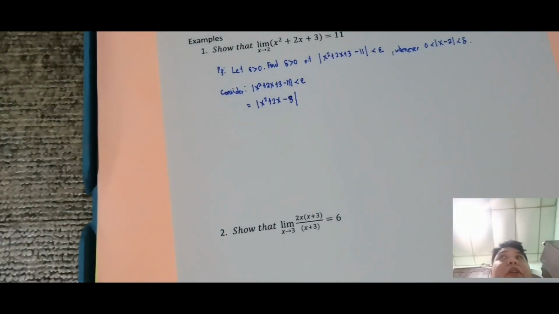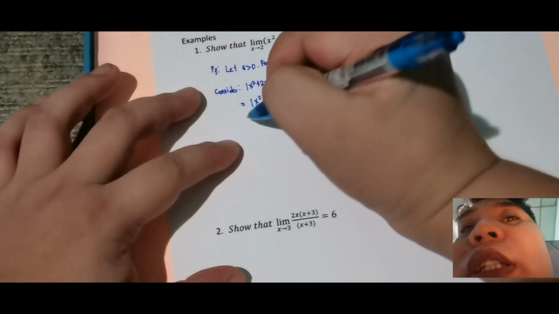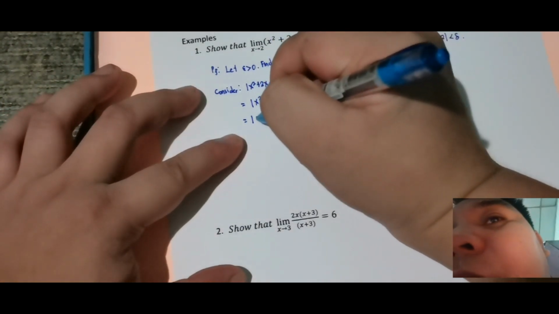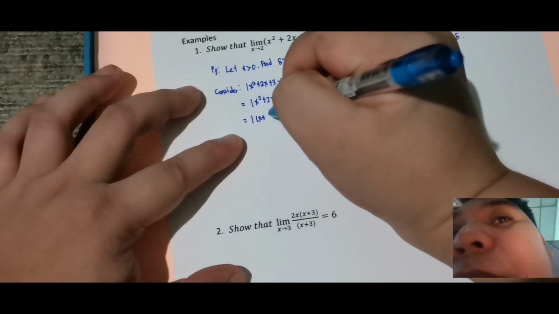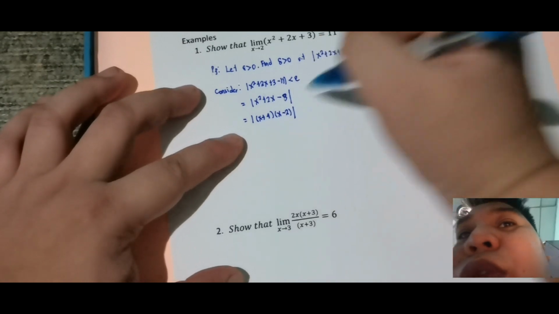Okay, next, may factor ba yung x squared plus 2x minus 8? Yes sir, meron po yung factor na x plus 4 at x minus 2. So this is equal sa x plus 4 then x minus 2.